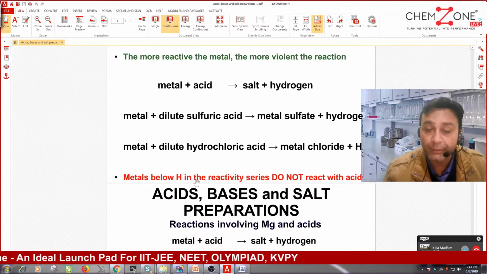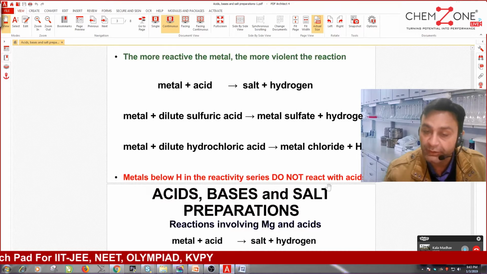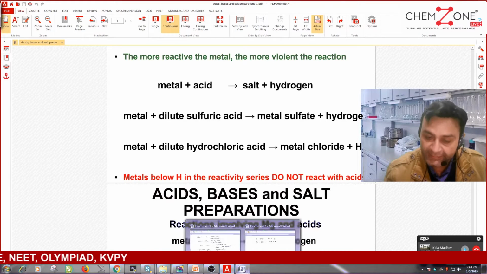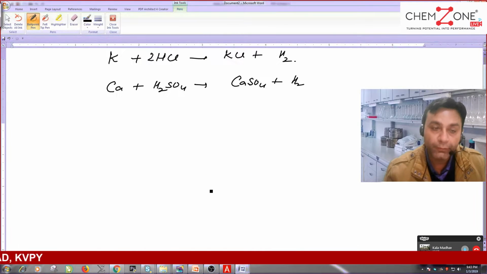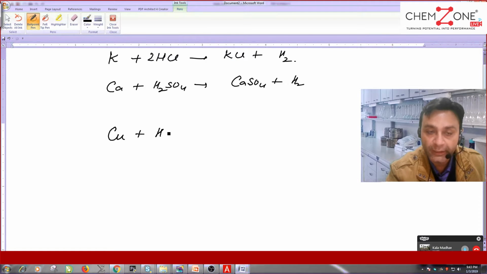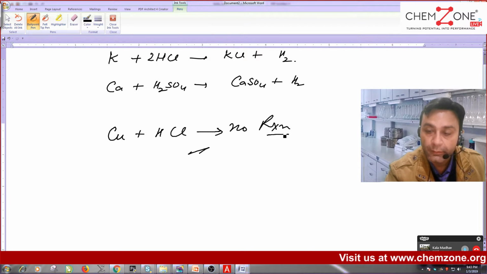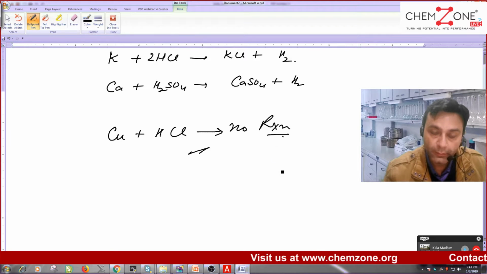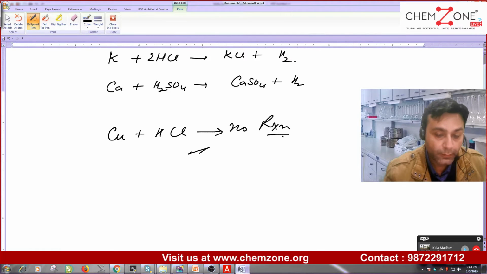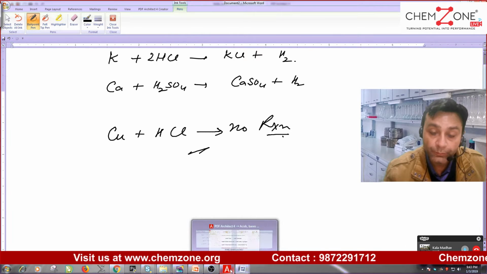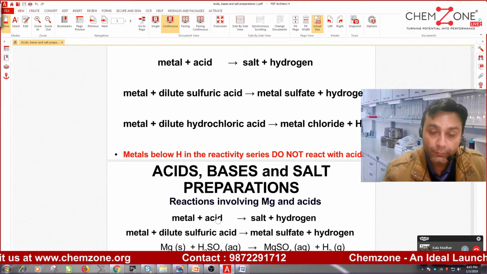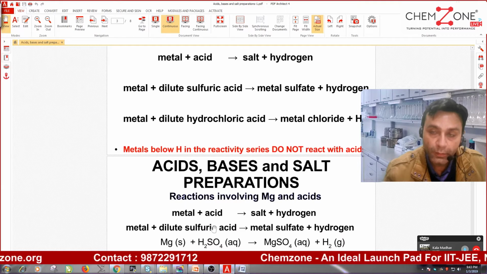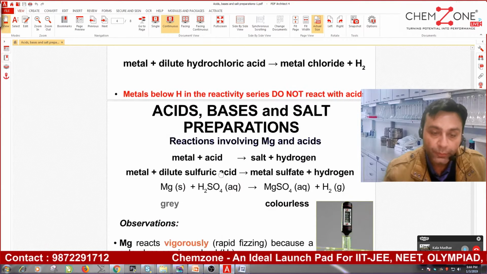But all the elements which are below hydrogen in the reactivity series do not react with acids. For example, if I take copper and react it with HCl, it is below hydrogen in the reactivity series, so no reaction will take place here. What about alkalis? Do alkalis react with metals below hydrogen in the reactivity series? No. Okay.